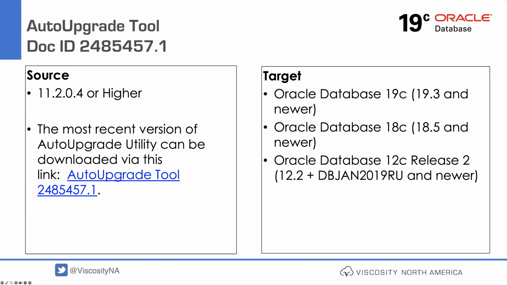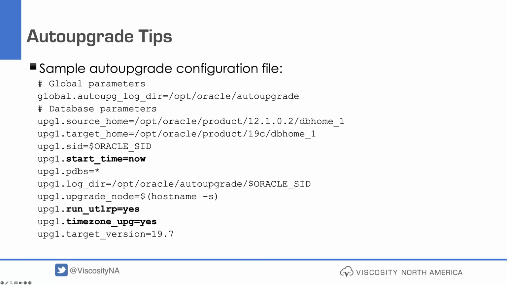If you're doing the upgrade on the same server, AutoUpgrade pretty much does everything, including copying over your sqlnet.ora, your listener.ora, your TNS files, etc. It will do all that for you automatically. The minimum version is 11.2.0.4. You can use it to upgrade to 18c, 19c, 12.2, etc. But obviously, if you're going from 11.2.0.4 to 23c, you have to go to 19c first and do another AutoUpgrade to 23c.